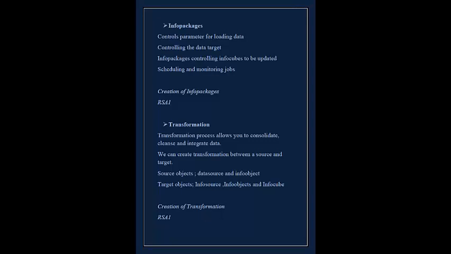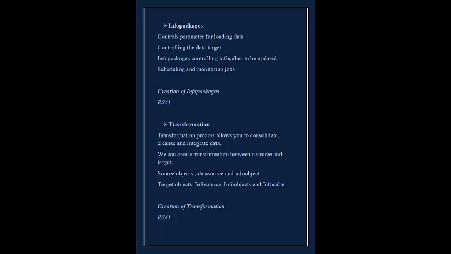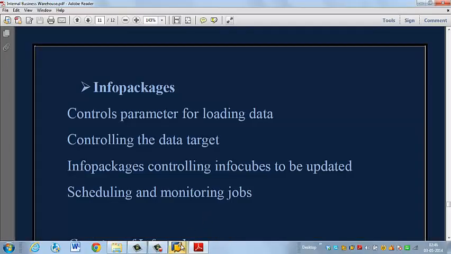Our next step is to create transformation for InfoCube. The transformation process allows you to consolidate, clean and integrate data. We can create transformation between source and target. Source objects are data source and InfoObjects. Target objects are InfoSource, InfoObjects, InfoCube. Creation of transformation: transaction code RSA1. Create transformation for InfoCube.